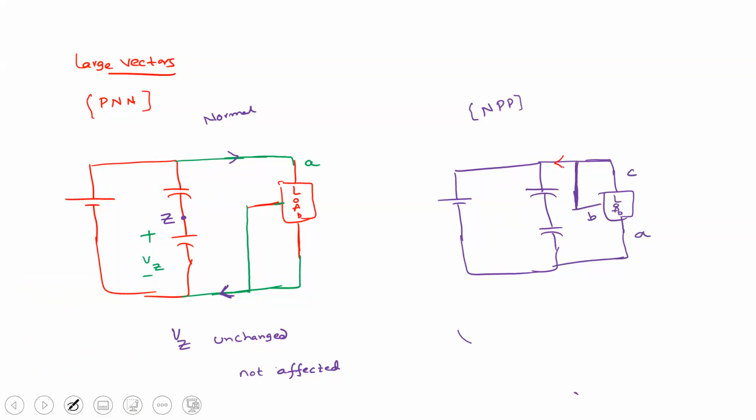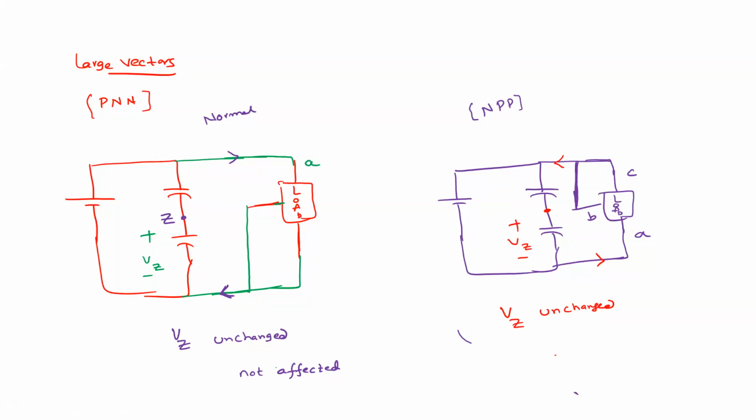So here this current is like this. That means this is the current direction. Here also there is no current flowing inside the neutral point. So that means this Vz is unchanged.